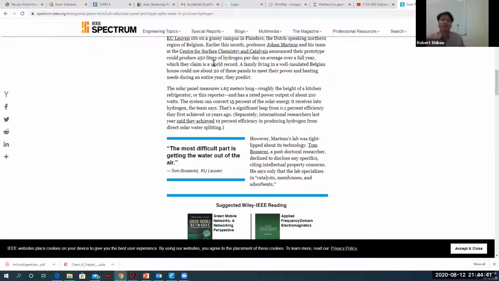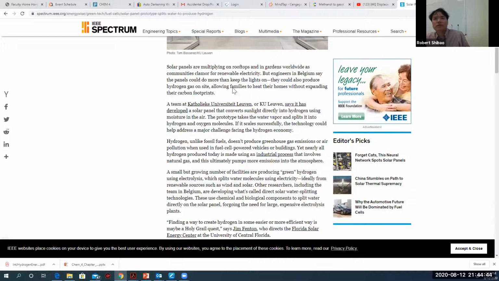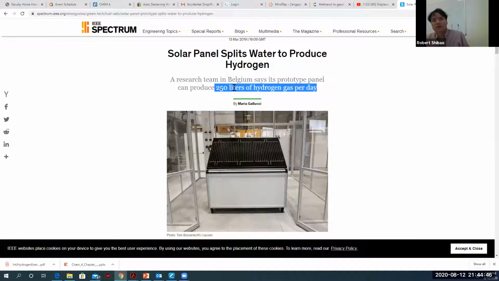That's pretty cool. 250 liters is really tricky. Well, what's the pressure, right? And what's the pressure and what's the temperature? Then we'll have a better idea if we're getting any gas or not. This is probably under normal conditions, so maybe room temperature and atmospheric pressure. Then it's 25 liters per mole, so this would be 10 moles of hydrogen gas. At about 2 grams per mole, that's about 40 grams of hydrogen gas per day. That's pretty cool.